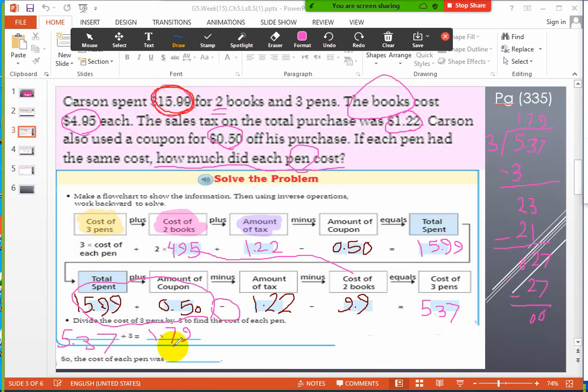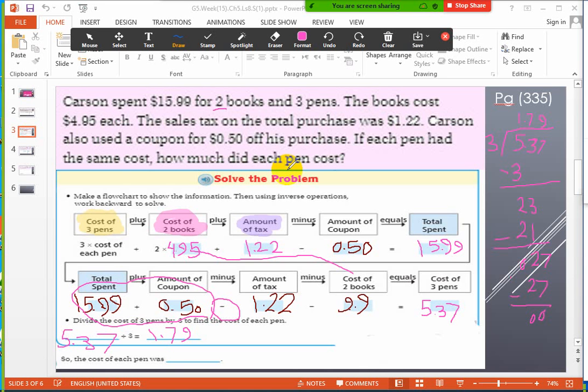Now I will repeat the solution. Here I want to find how much each pen cost. No, you have a homework. So the homework will be on page 339, just number 2.